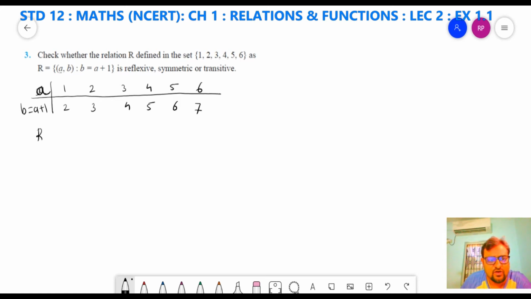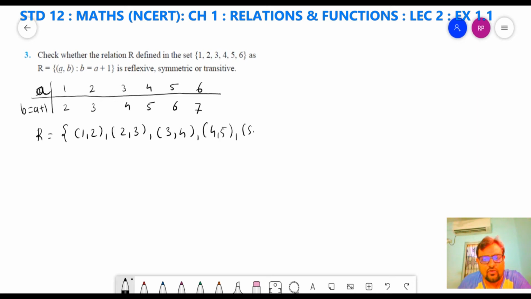So what is our relation? Our relation will be equal to {(1, 2), (2, 3), (3, 4), (4, 5), (5, 6), (6, 7)}. Do I have 7 here? No, so I cannot take this one. Clear? So this is our relation.